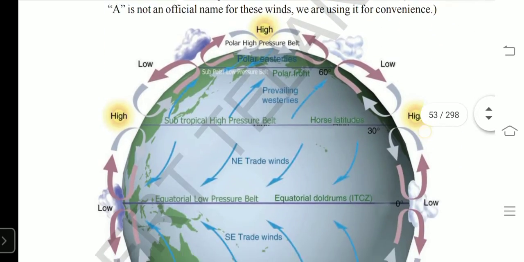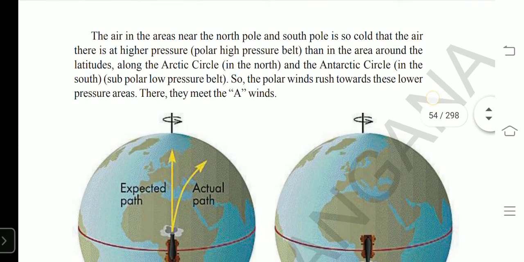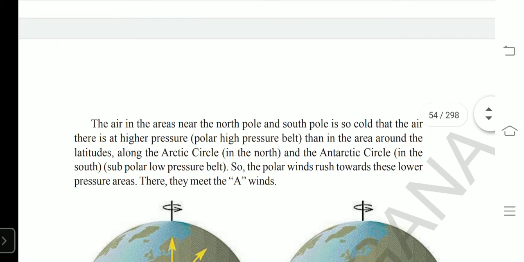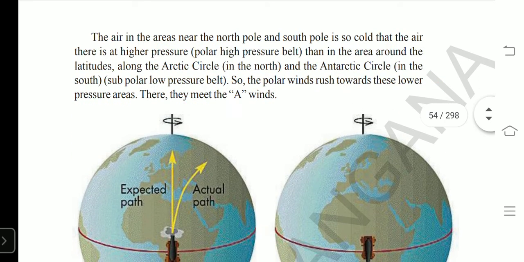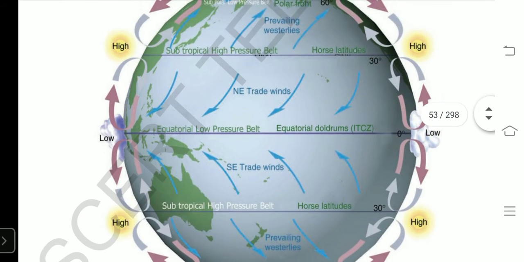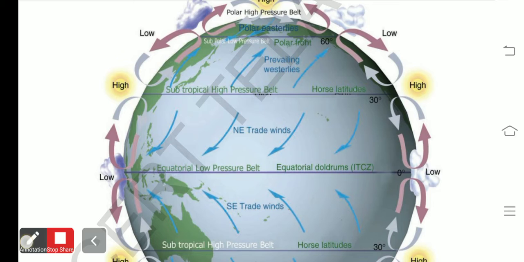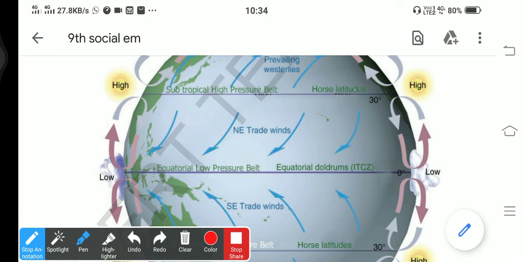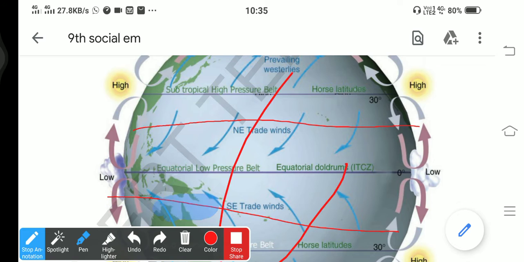Understand? So at the tropics we see the temperature is high, so it is called a tropical zone. It is very hot because there the sun rays fall vertically, directly. So tropics are hotter than the rest of the world. Around the tropics, dear students, let me show you, this is what you call the tropical area. This equatorial low pressure belt is there. So this is what we call a tropical area.